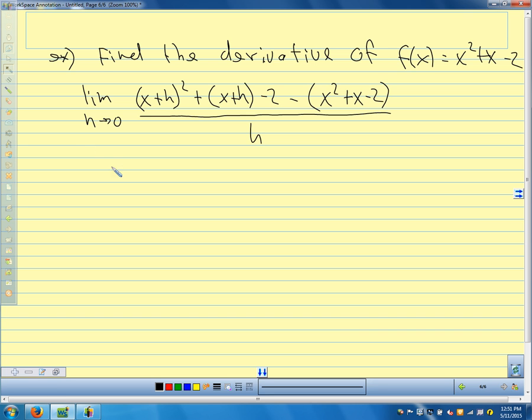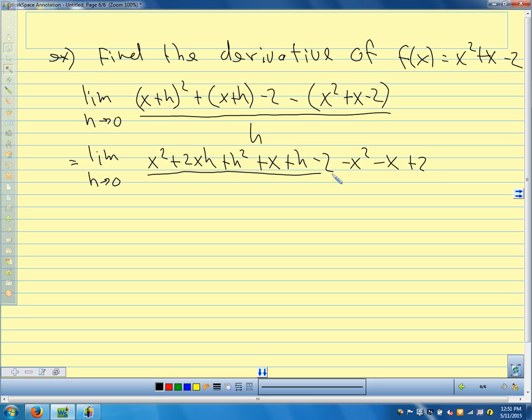So it's going to be the limit as h approaches 0. Multiply this out. x squared plus 2xh plus h squared plus x plus h minus 2. I'm just going to write everything we have out here. Minus x squared minus x plus 2 over h. And then I'm going to cancel out everything that I can. I have an x squared and a minus x squared. I have an x and a minus x. I have a minus 2 and a plus 2.